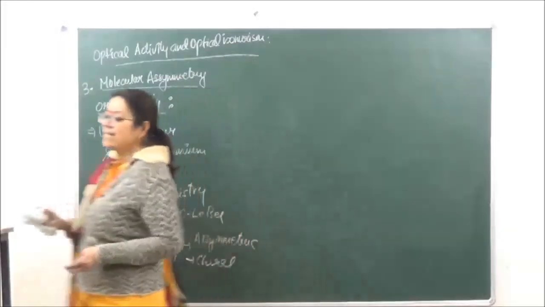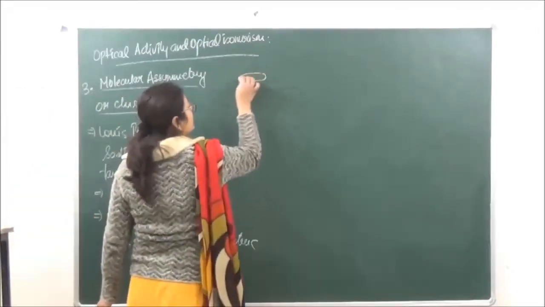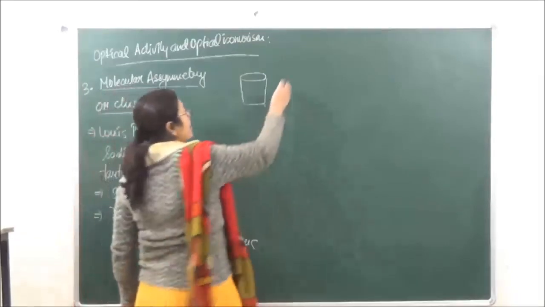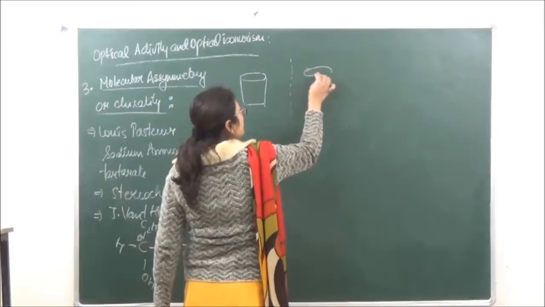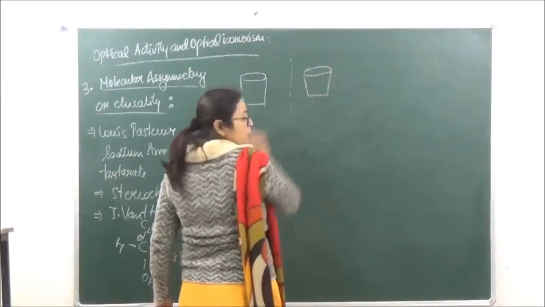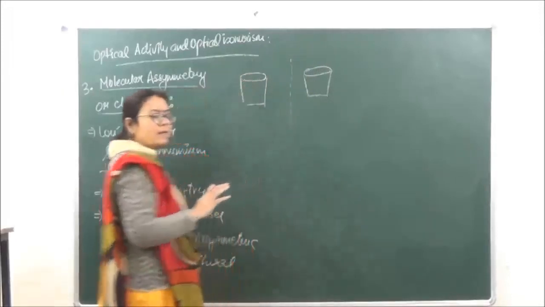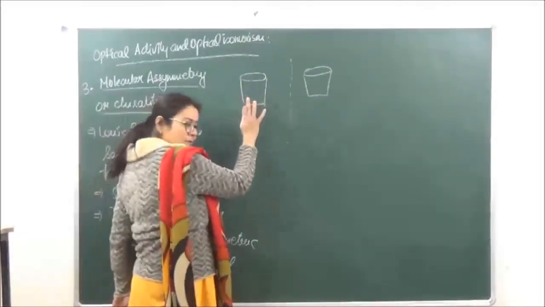So if you're taking an example over here, let's take the example of a tumbler. Okay, so we have a tumbler over here. Here we have taken a mirror in the center. If you're looking at the image of this, this is going to be the image. So even if you rotate it by 180, this is going to have a symmetry. So this is going to be a superimposable mirror image.